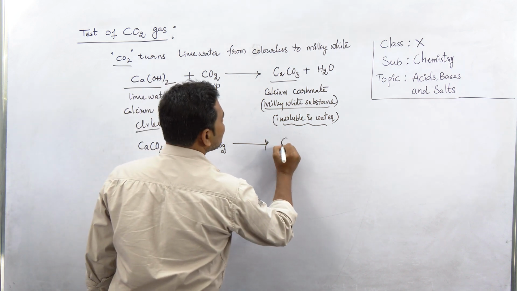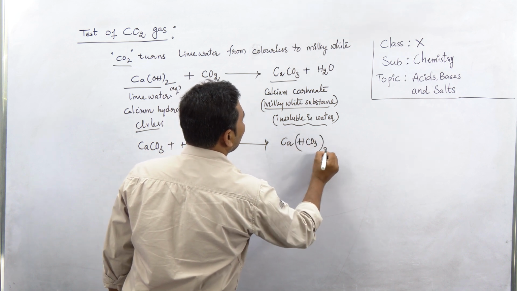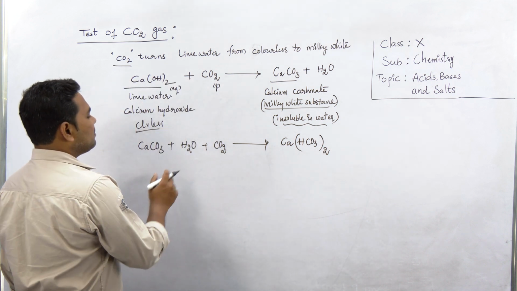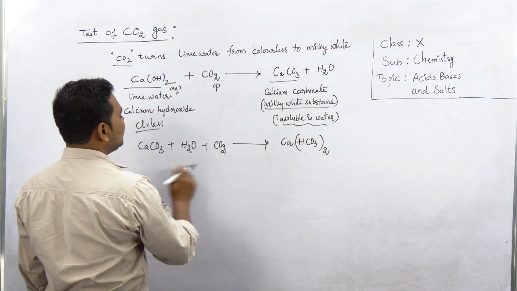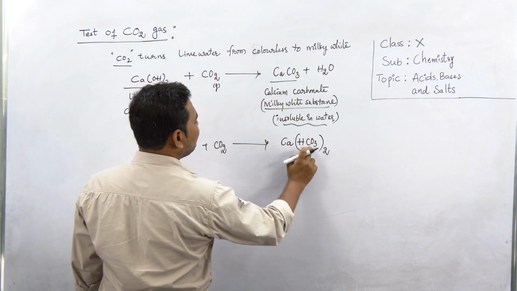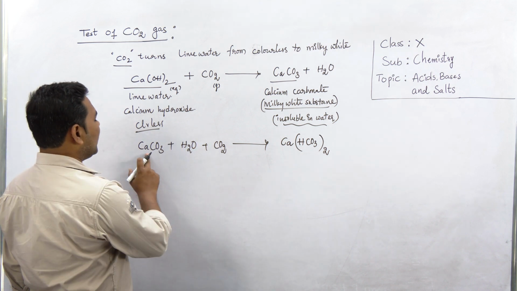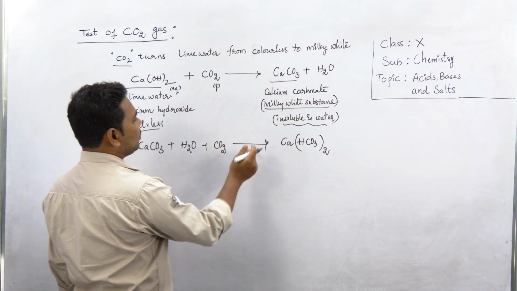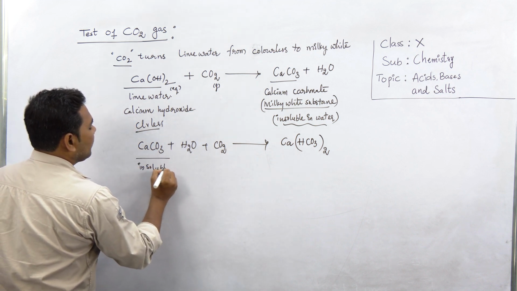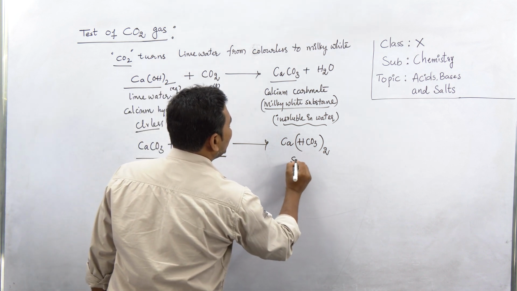Calcium carbonate becomes calcium bicarbonate, Ca(HCO3)2. Calcium bicarbonate is produced. Okay, let's balance. One calcium, two hydrogens, one. So we have two carbons here, one carbon. So this is a balanced equation, right? Calcium carbonate plus water plus CO2 gives calcium bicarbonate. The calcium carbonate is an insoluble substance, and on passing excess CO2, it becomes soluble in water.